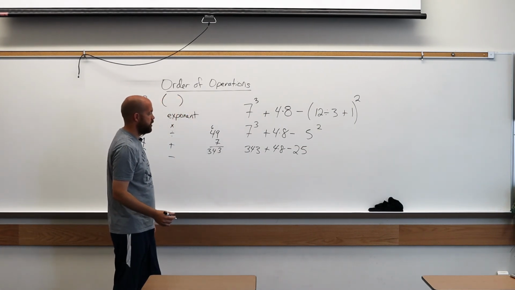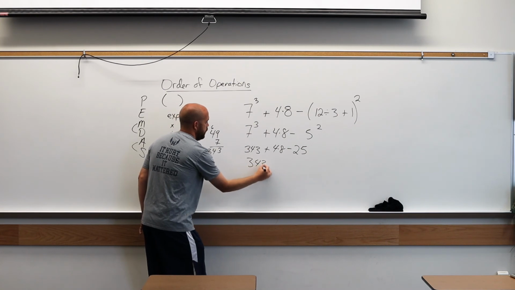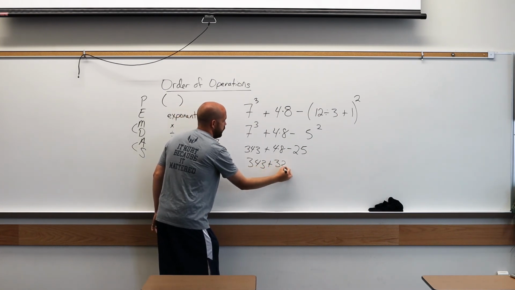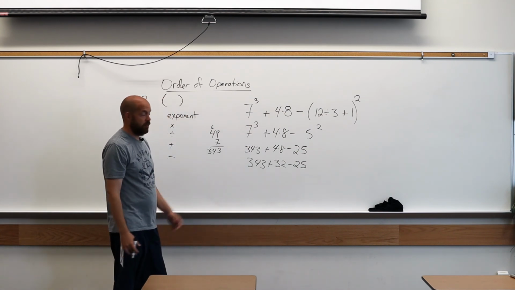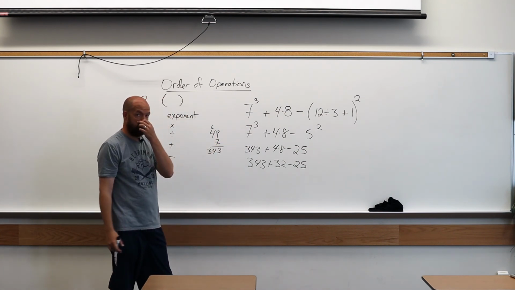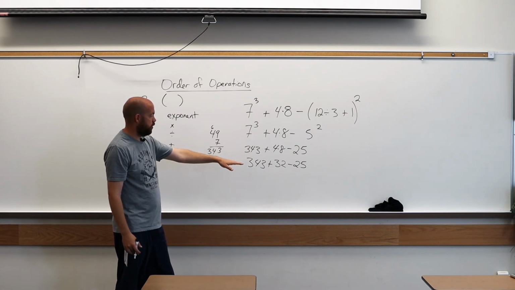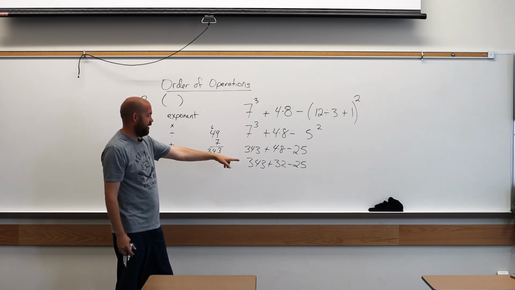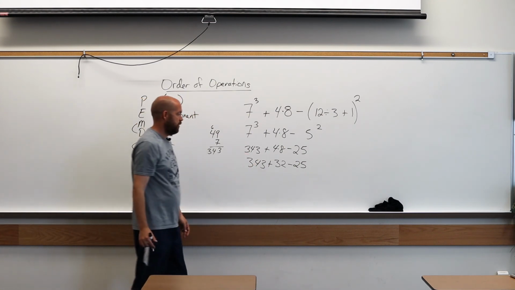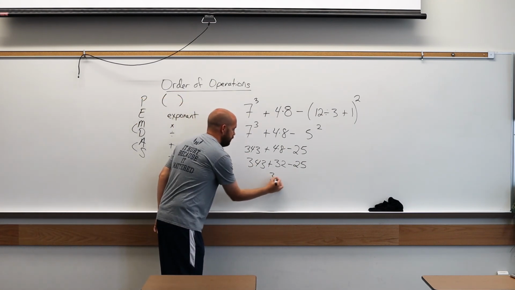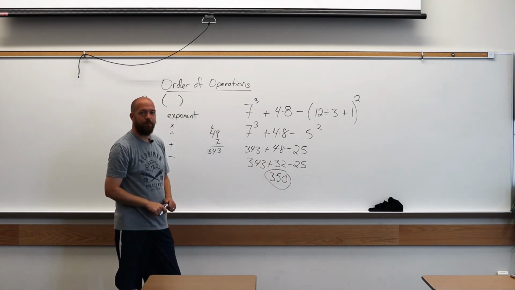Looks like we've got multiplication next. 4 times 8 is 32, so we've got 343 plus 32 minus 25. And now we can simplify this. It's just addition and subtraction, so we can go left to right on this. 343 plus 32, what's that? 375 minus 25, 375 would be 350, I think. I hope, we can double check that if we need to. But you get the idea.